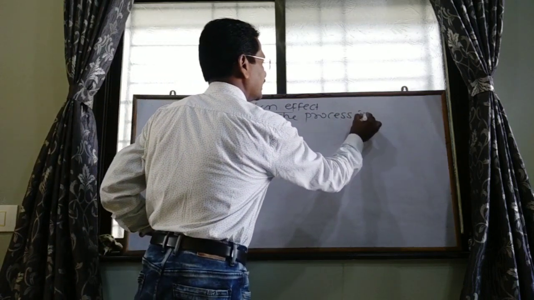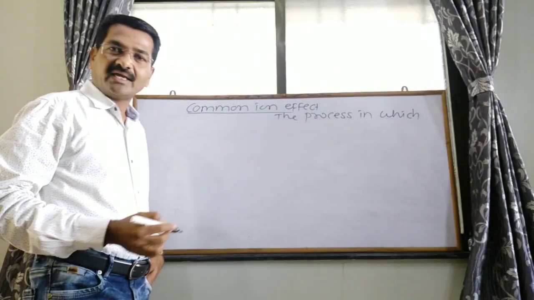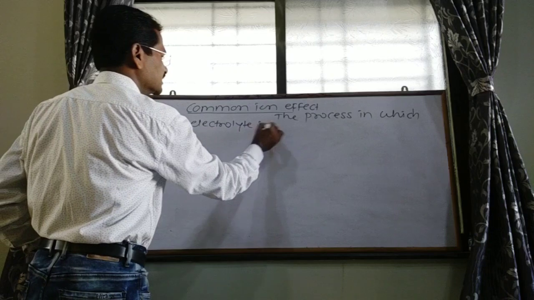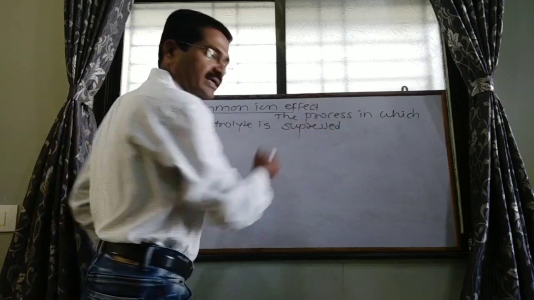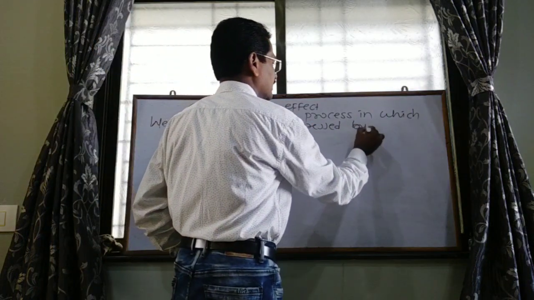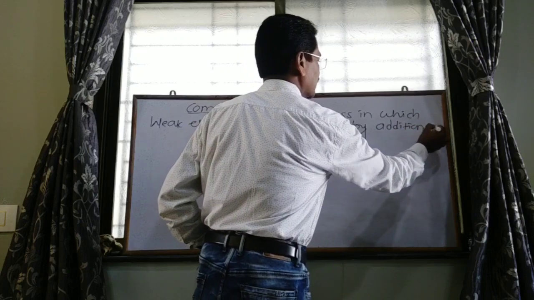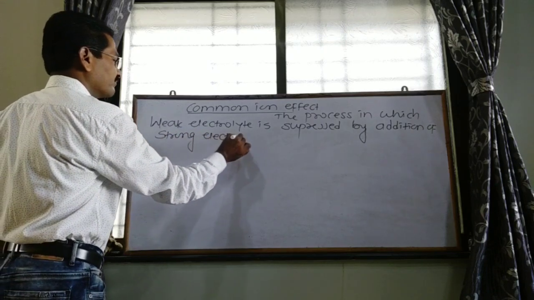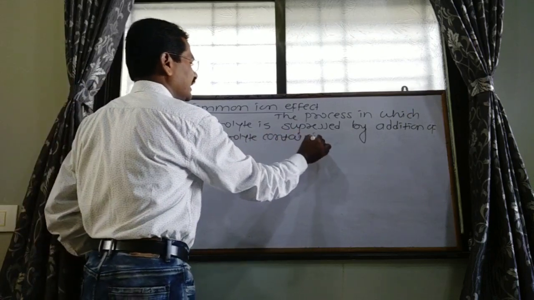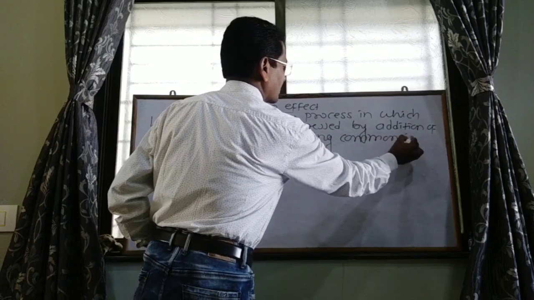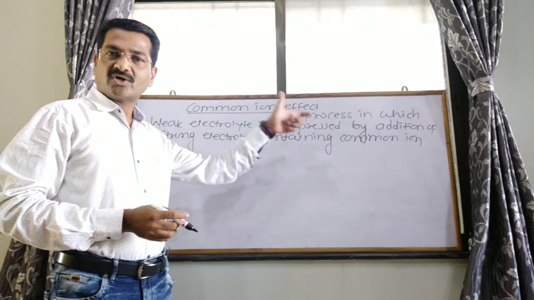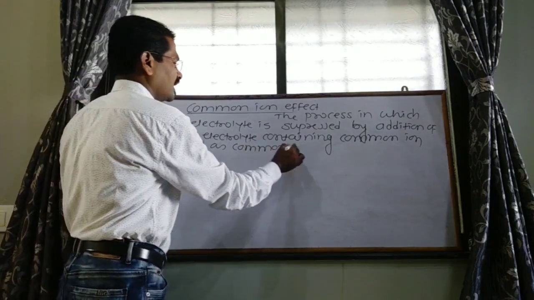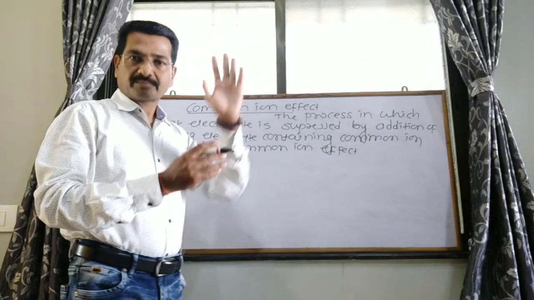The process in which a weak electrolyte is suppressed by addition of a strong electrolyte containing a common ion is called the common ion effect. So this is the term, common ion effect.